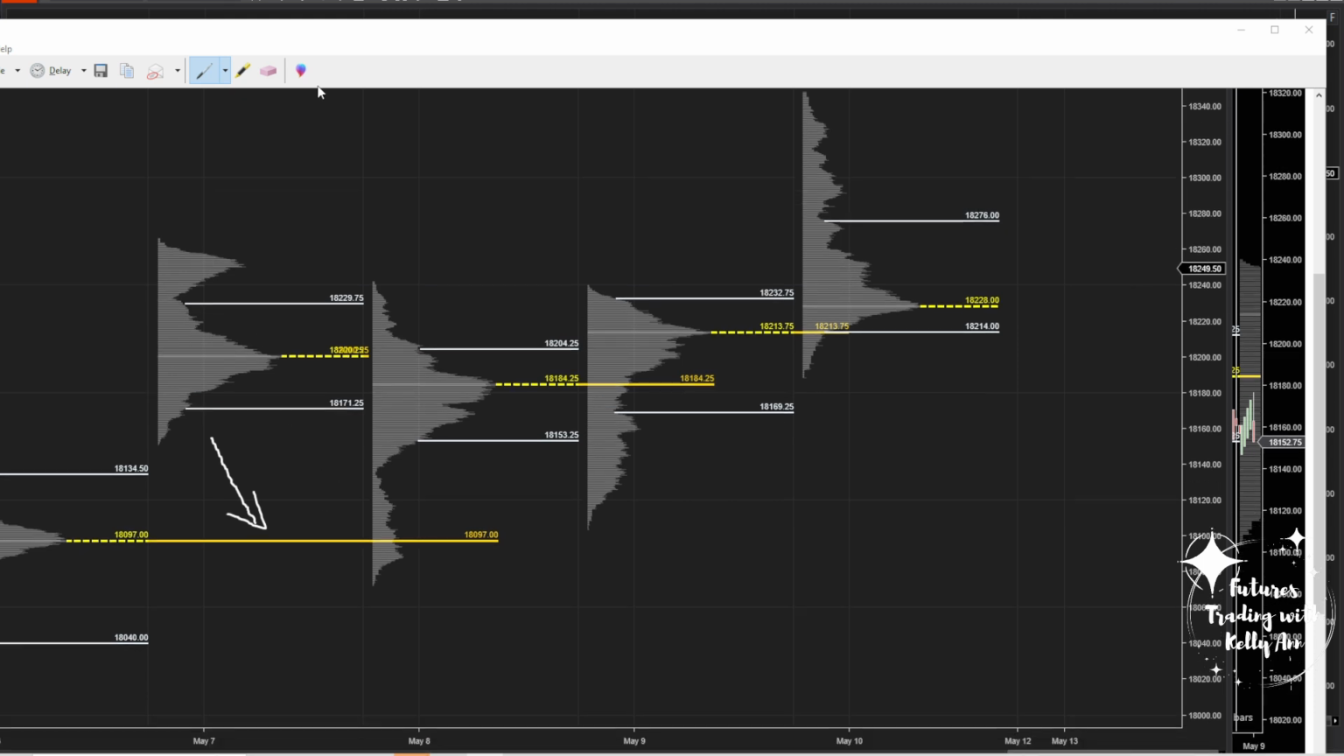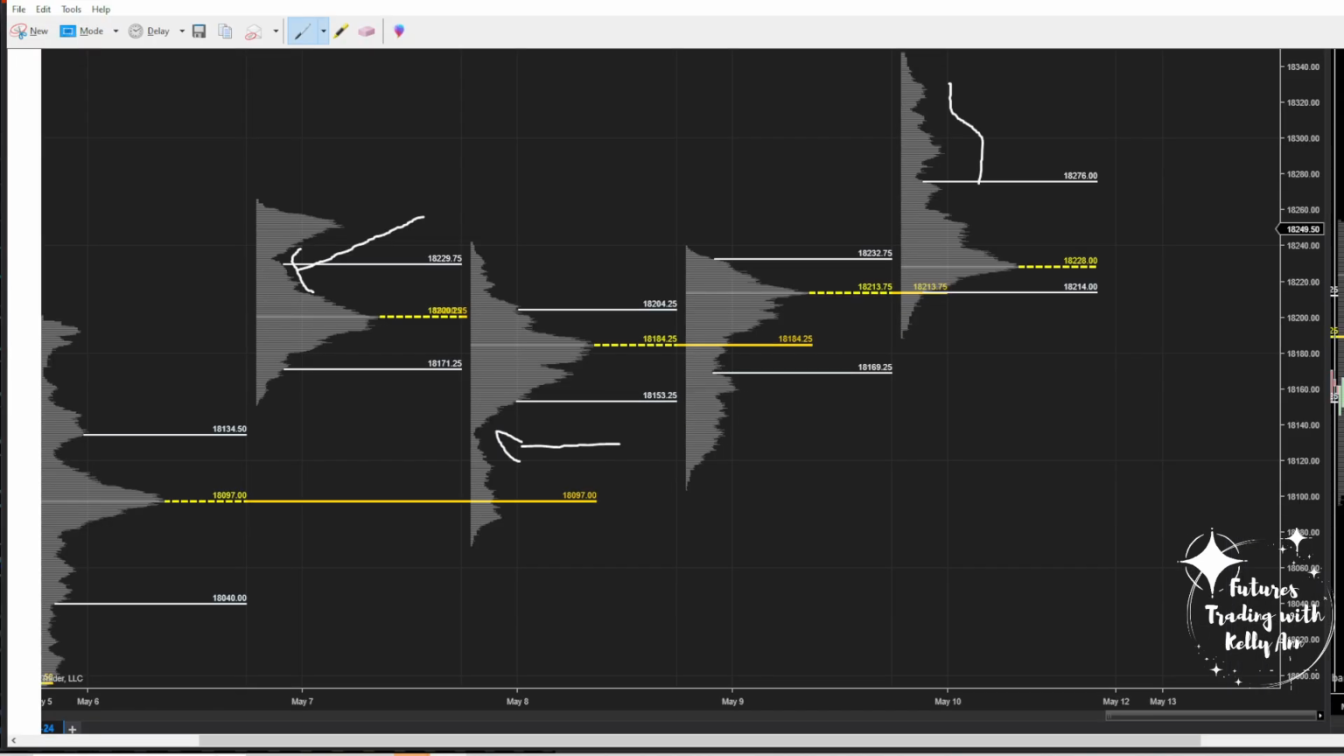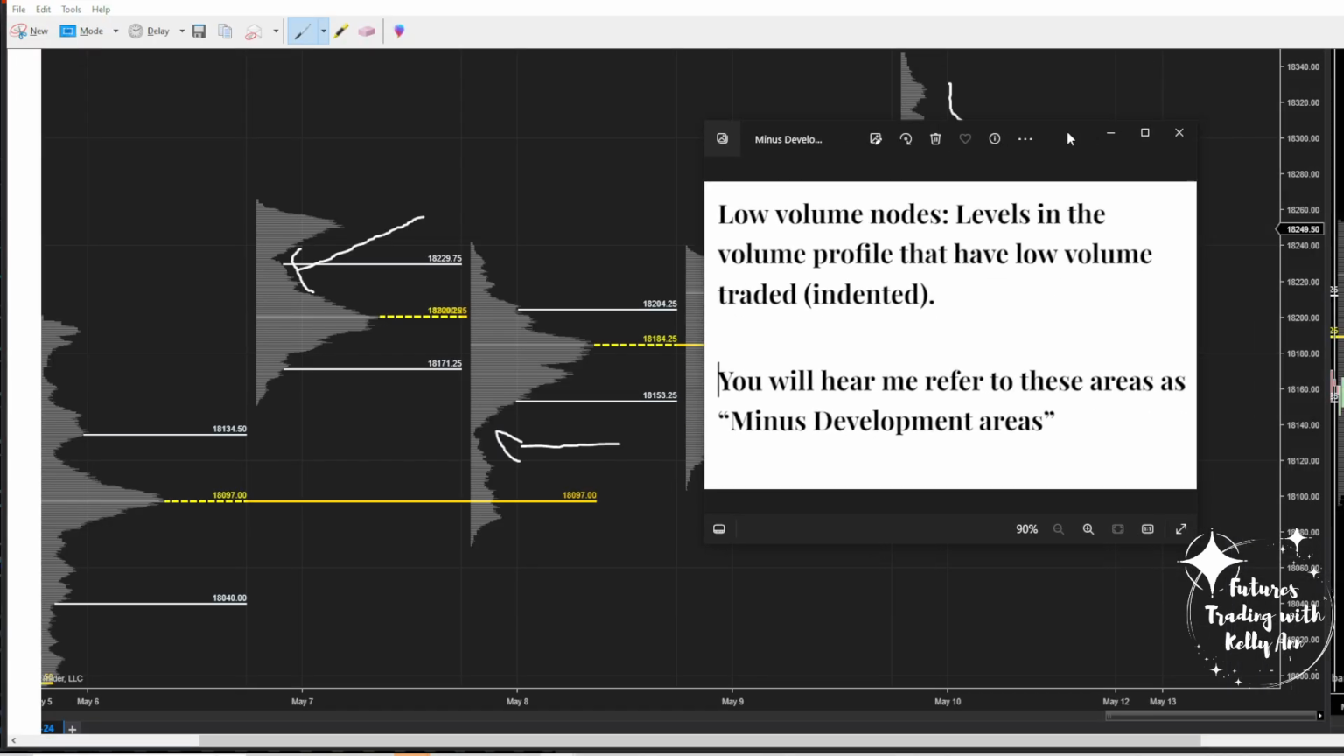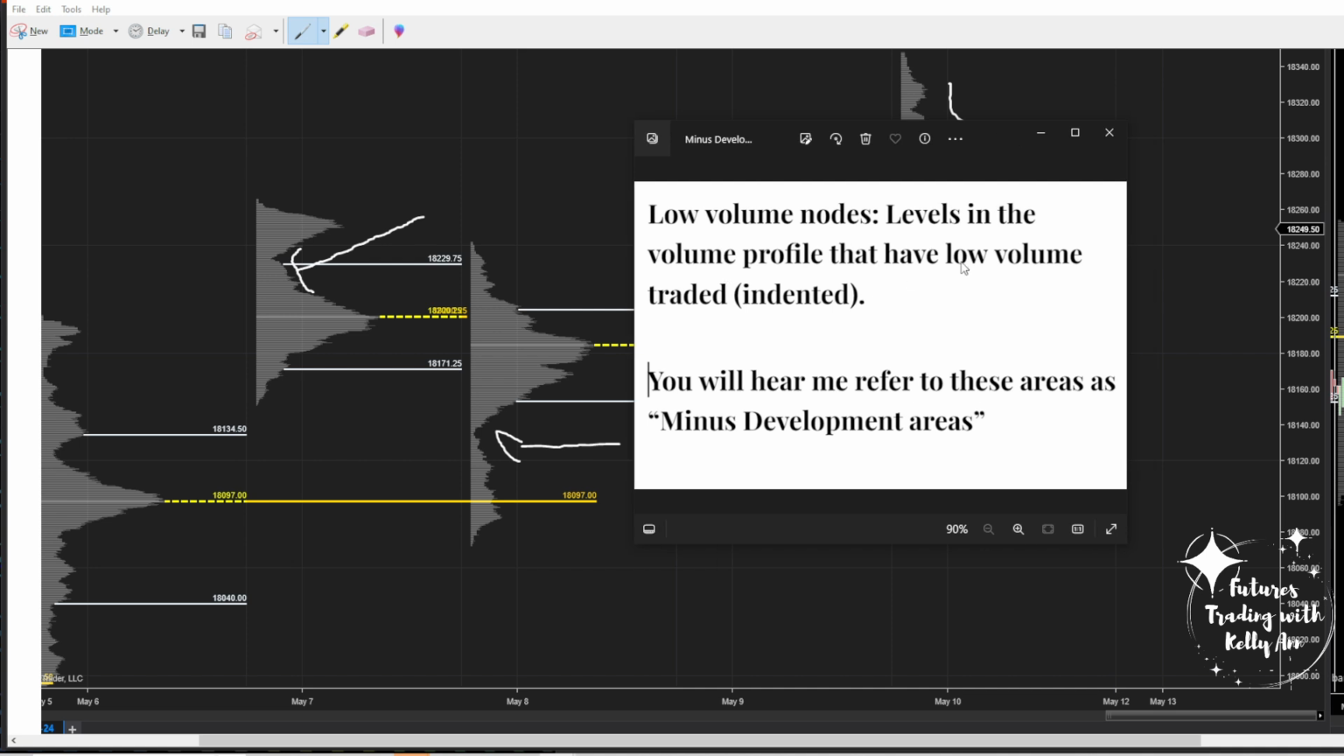You'll hear me refer to gaps in the profile. And what that means is, like right here, we have a gap in the profile. Right here, we have a gap in the profile. We have all this area, it's not a gap, but it's a low volume area that we're going to need to come back and revisit and fill in. That's what that refers to. So it's volume profile that has low volume traded, and you're going to hear me call them minus development areas.